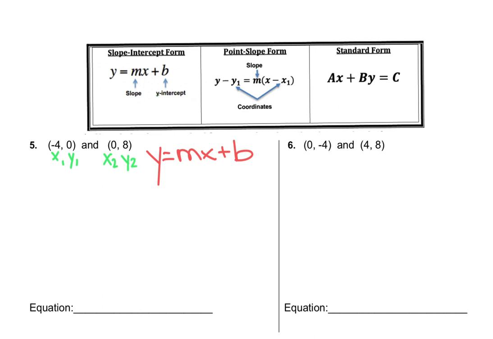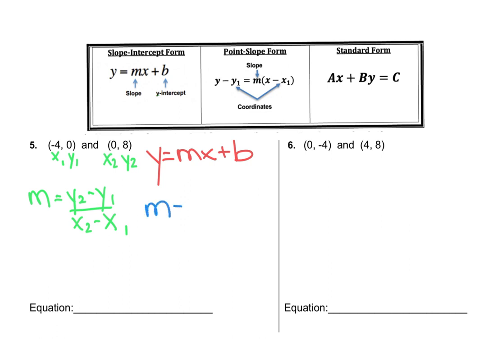And so to find the slope of 2 points, remember that we use the slope formula, which is m is equal to the y2 minus y1 all over x2 minus x1. So our first step then in writing this equation is we have to find the slope.